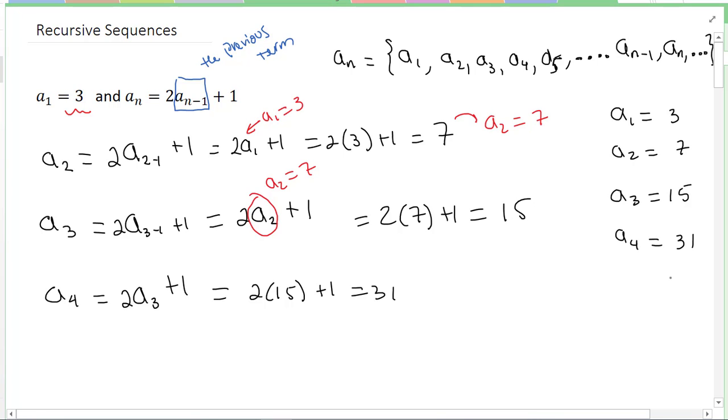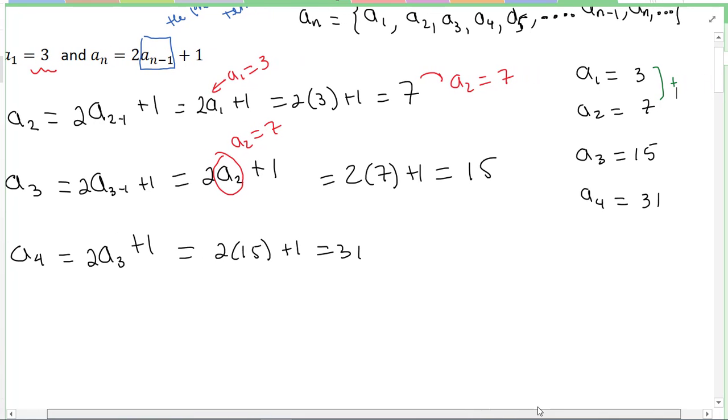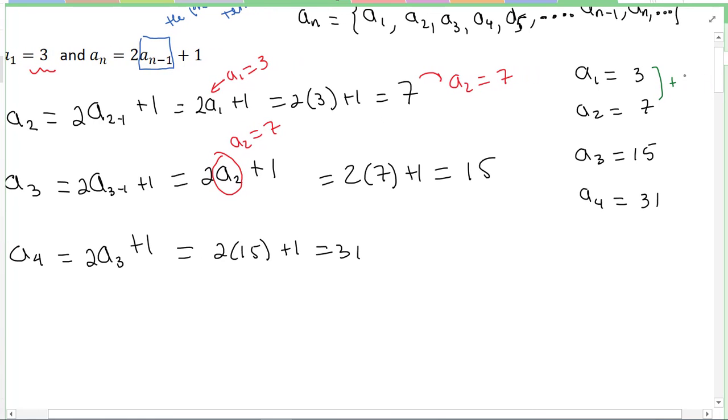So this is one way to write the sequence. Now that I have the terms of the sequence, I could probably find a different way to write it. Is there a common difference from 3 to 7? The difference here is I'm adding 4. And what about from 7 to 15? To get from 7 to 15, we add 8. To get from 15 to 31, we're adding 16. So notice that these are powers of 2. So what do you guess we're going to add to the next one? So 4, 8, 16, the next power of 2 is 32.